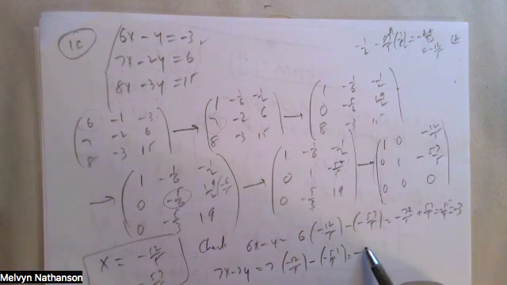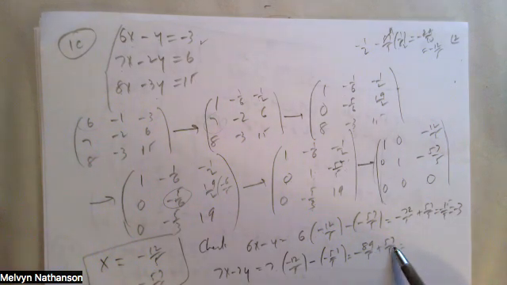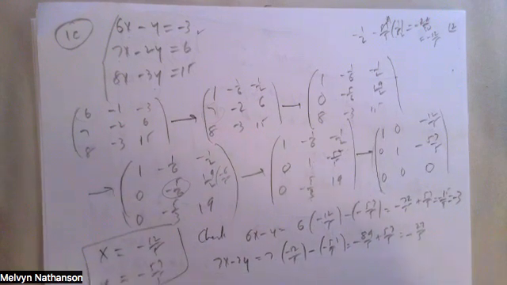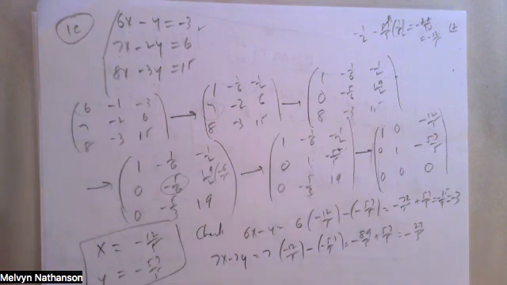7 times 12 is 84. This is minus 84 over 5 plus 57 over 5. So 84 minus 57 is minus 27 over 5, which is definitely not 6. So this means I made a mistake somewhere. So all I can do is go back and check.